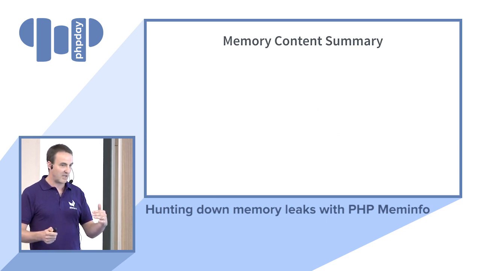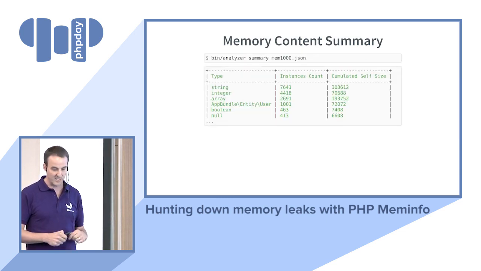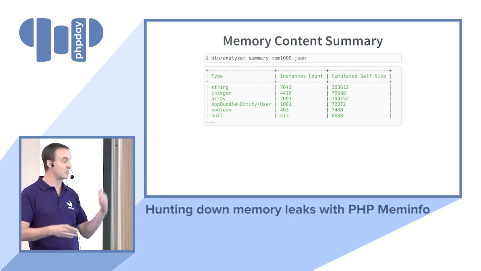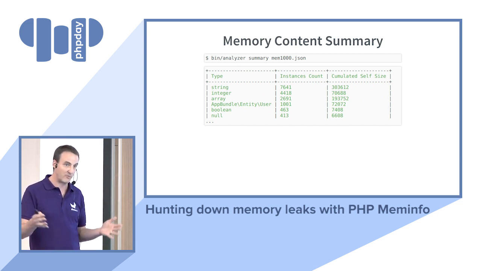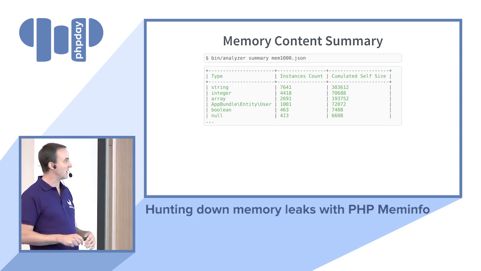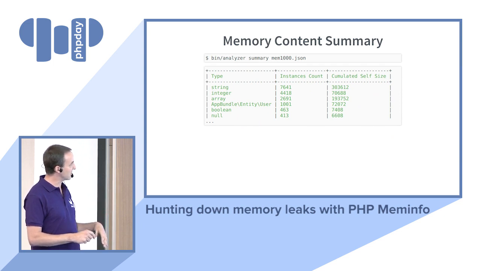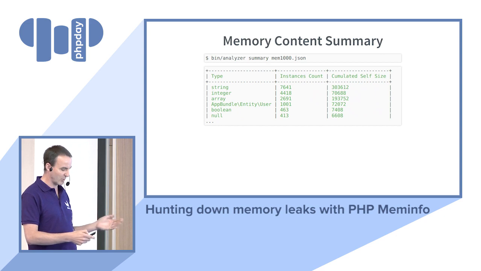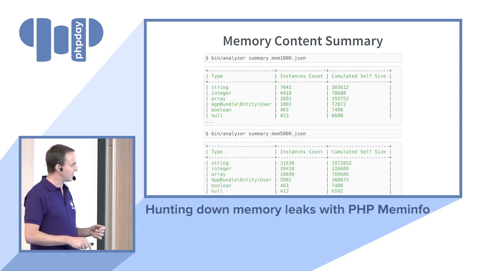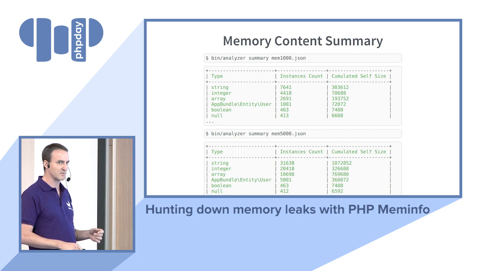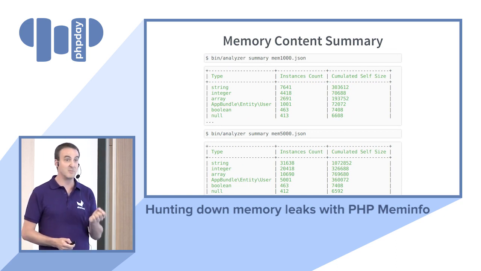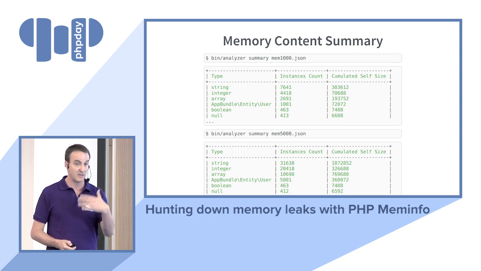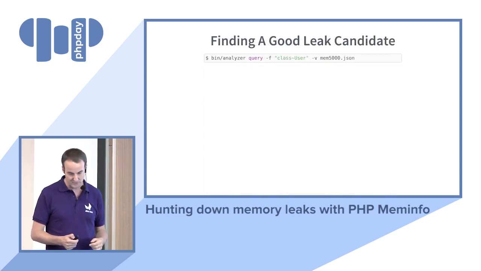Now that I have my files, I will use my first analyzer, the summary analyzer. It's a way to provide an overview of what's inside the memory. So it's all the types of objects and entities that are inside memory. And it says, okay, after 1,000 users imported inside your database, you have 1,000 users still in memory. Okay, let's look at 5,000. At 5,000, you have 5,000 users in memory. It's quite strange. So I know that I'm leaking users now. I know that users are the main problem with my application.